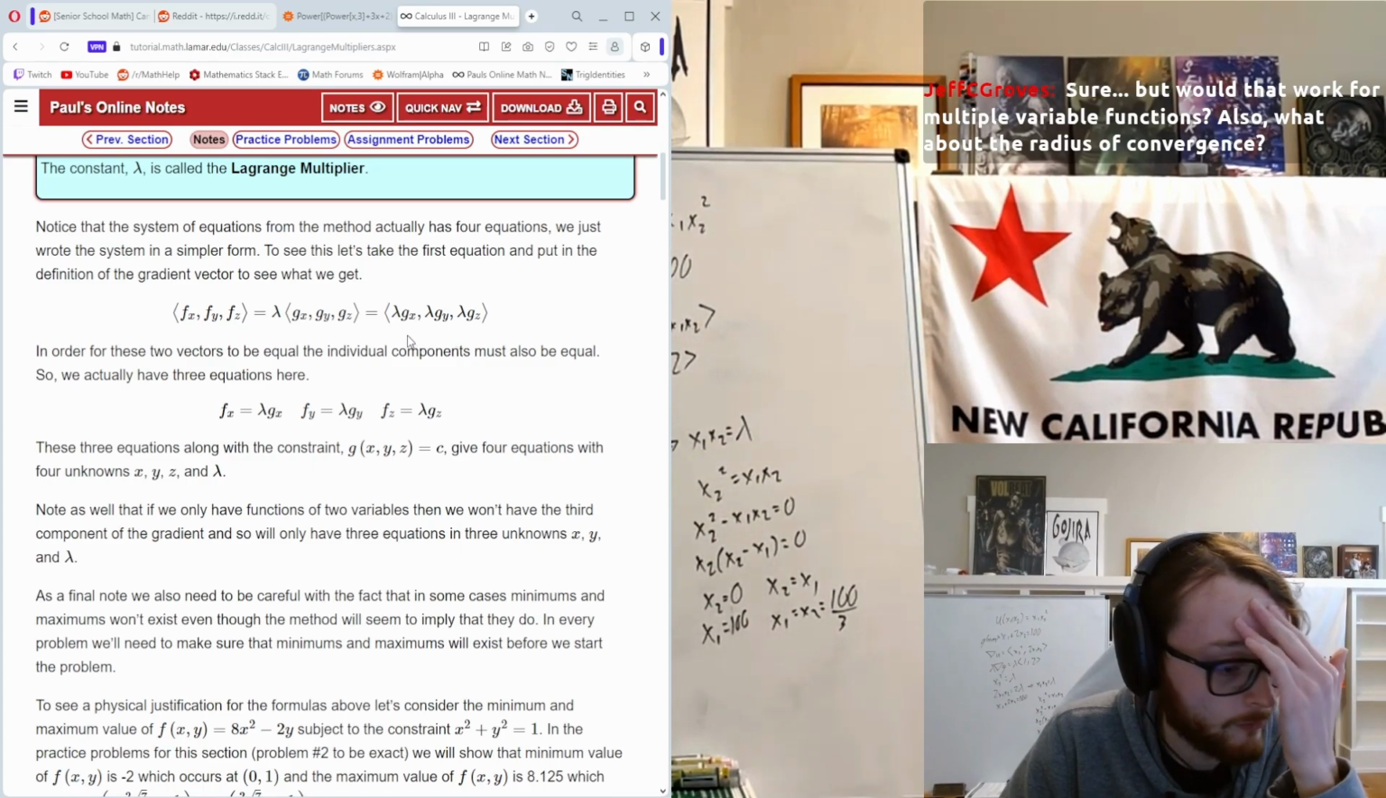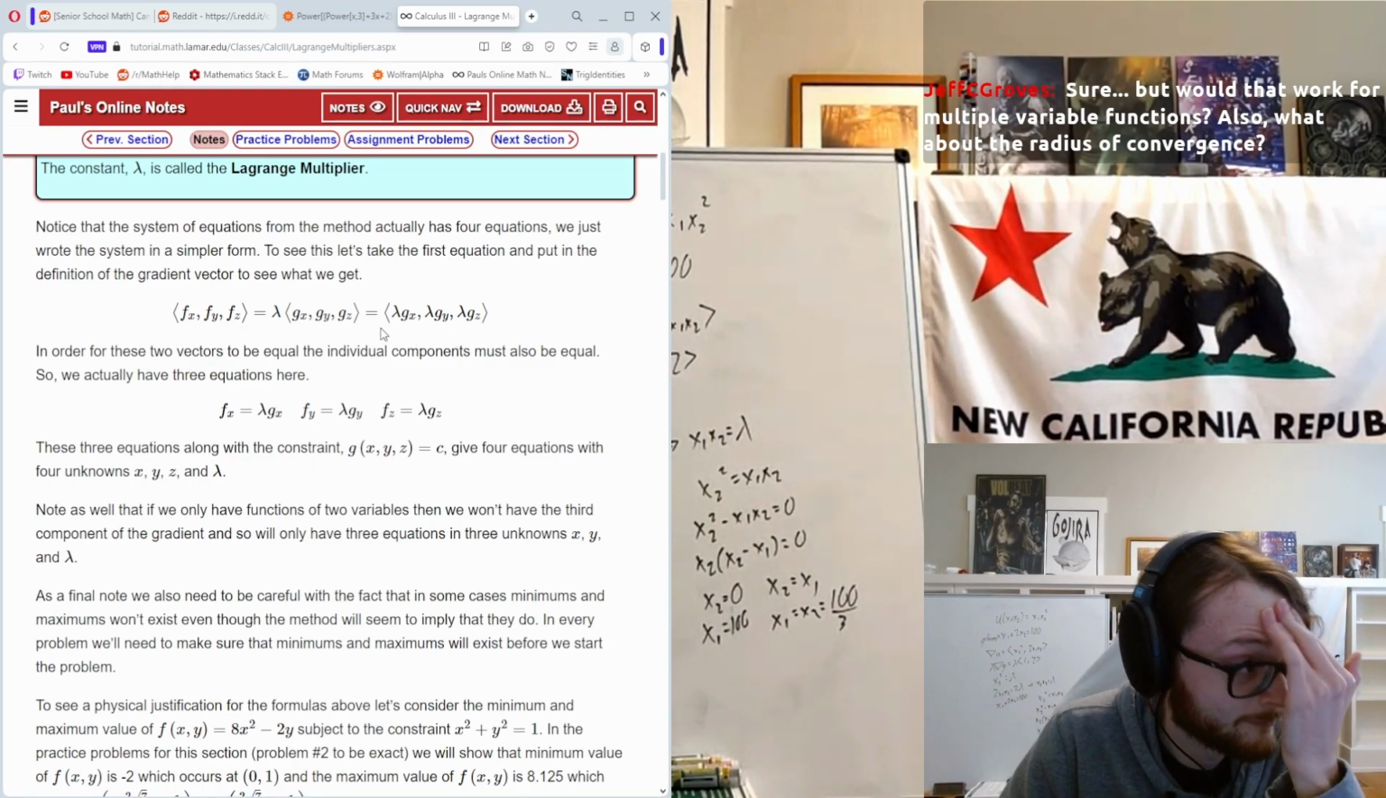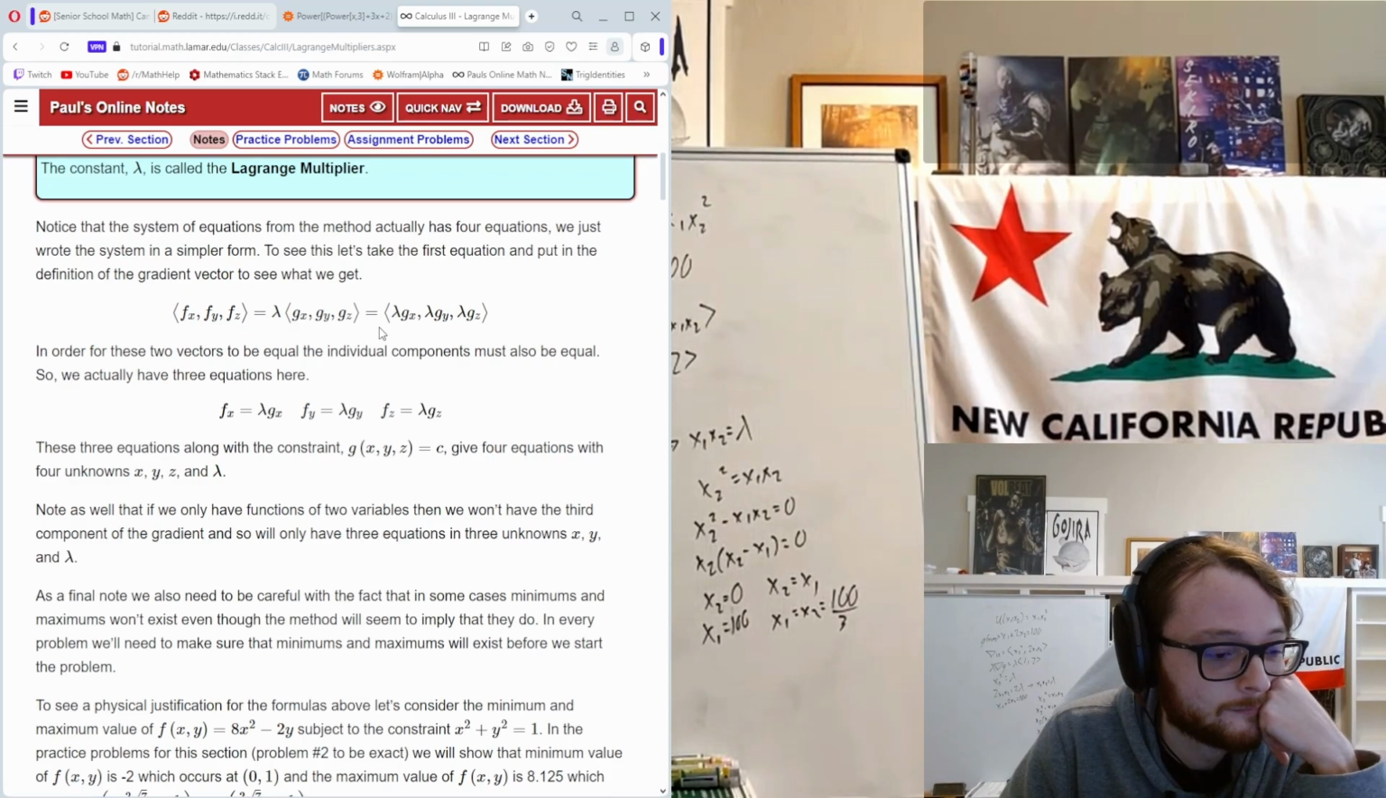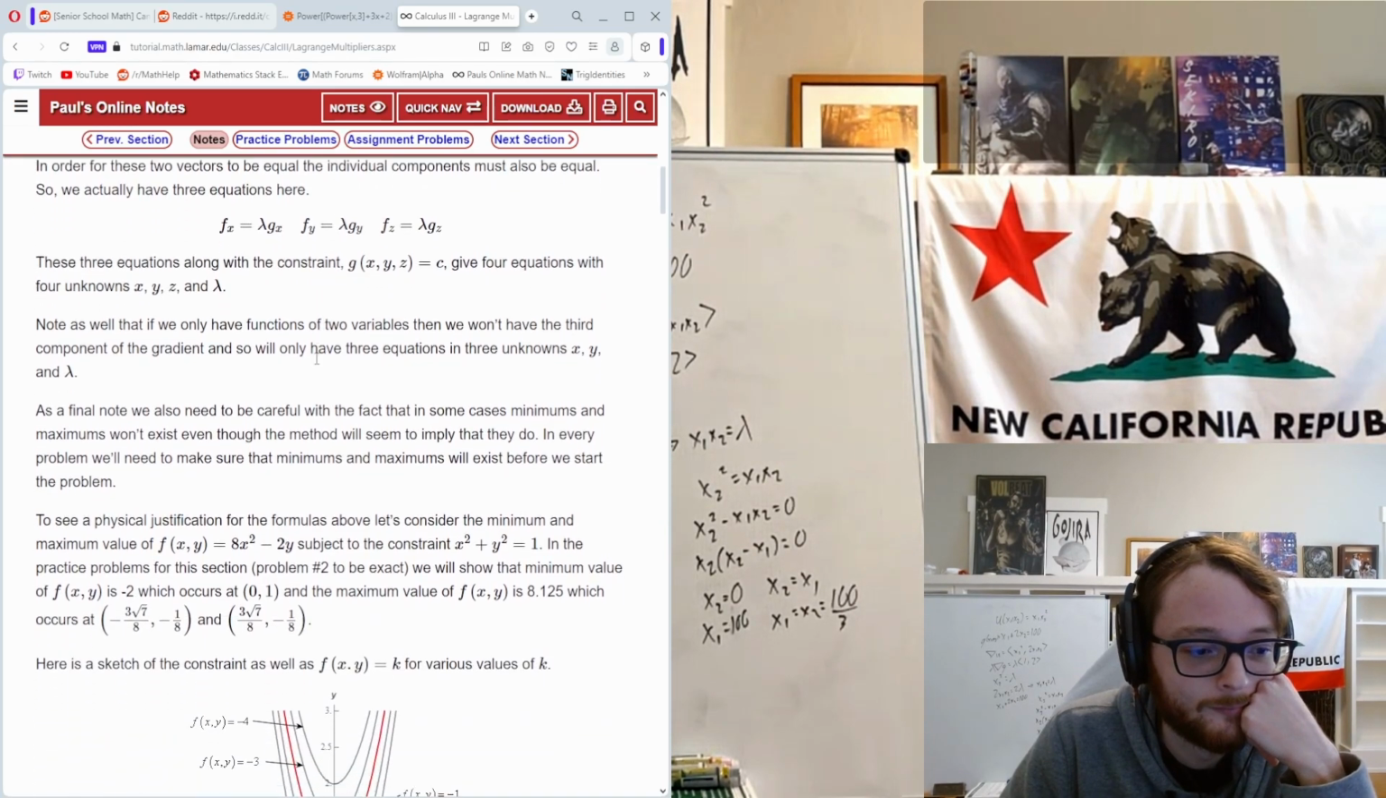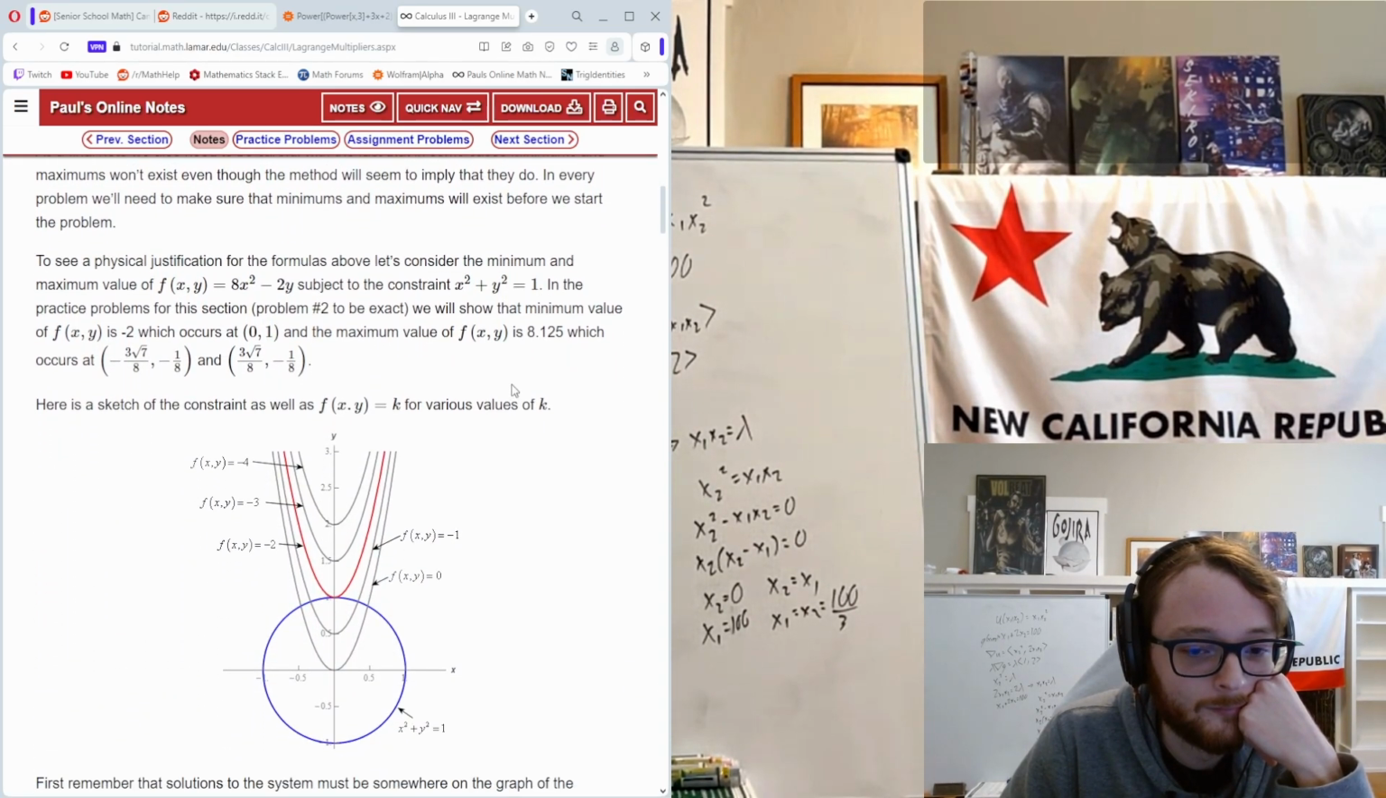Multiple variable functions. What about the radius of convergence? It's true. It's kind of like a huge question that I haven't even researched slightly, so I'm not sure.